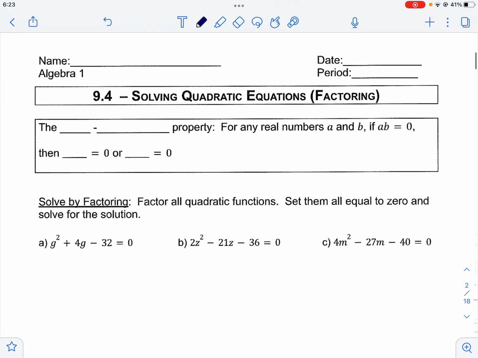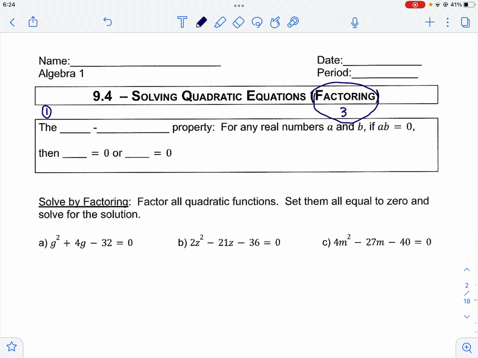Alright, in this section we're going to talk about solving quadratic equations using factoring. Factoring is the third method that we've learned to solve quadratic equations. Before we do that, take a second to pause the video and see if you can write down and remember the first two.